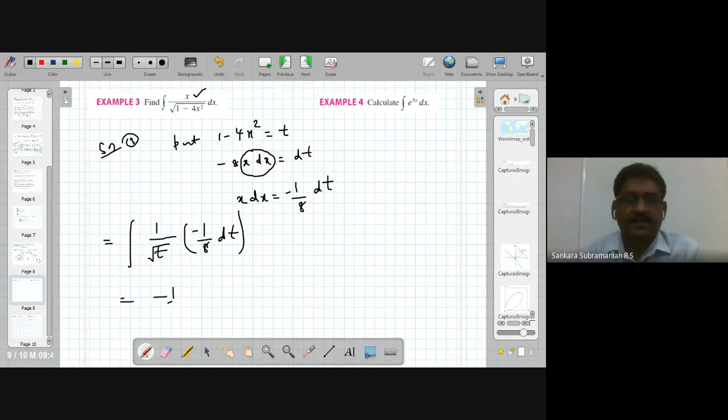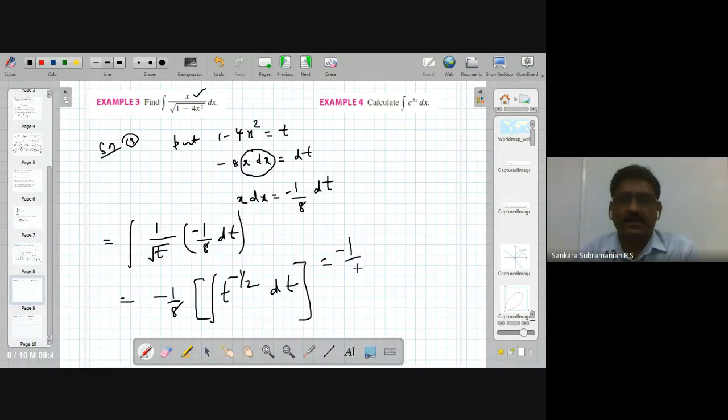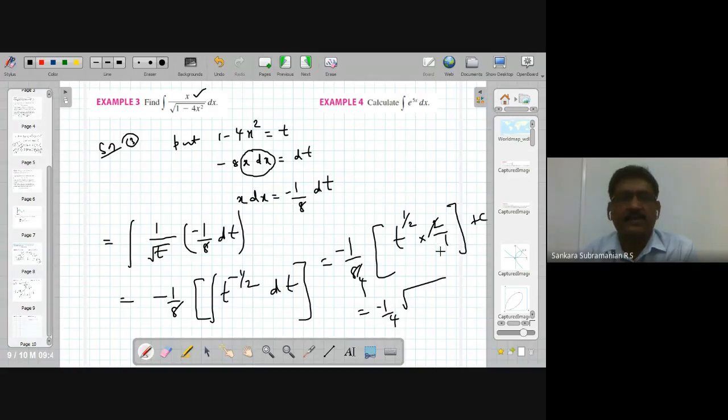So this is minus 1 by 8 times t to the power minus 1 by 2 dt. This is equal to minus 1 by 8 times t to the power minus 1 by 2 plus 1, divided by minus 1 by 2 plus 1. You get 1 by 2 into 2 by 1, plus a constant of integration. You get minus 1 by 4 times root of t. The t can be replaced with 1 minus 4x square, plus c.